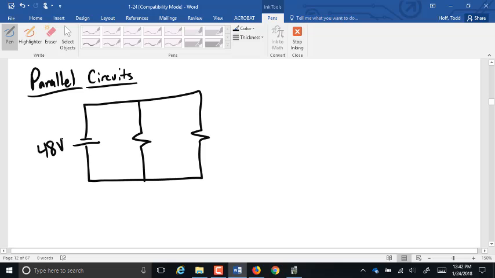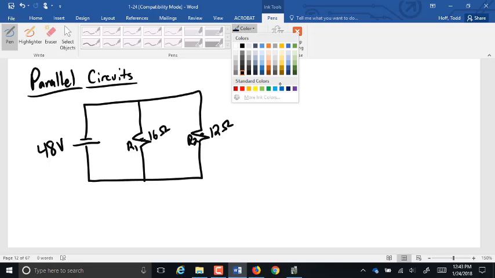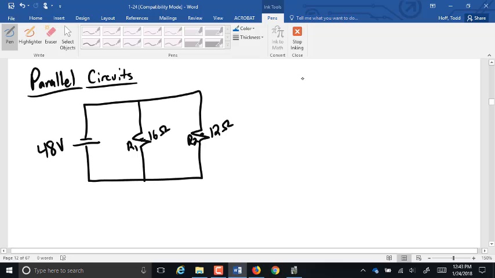So let's go with a 48 volt DC source here. Let's go with R1 of 16 ohms and R2 of 12 ohms. Is my total resistance 28 ohms? Say no. No. Resistance is a measure of how hard it is for the current to flow.